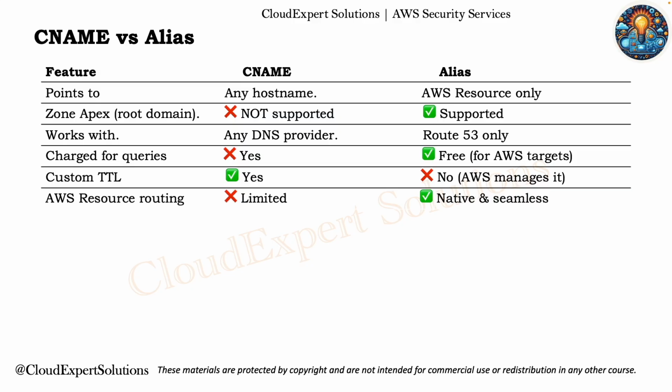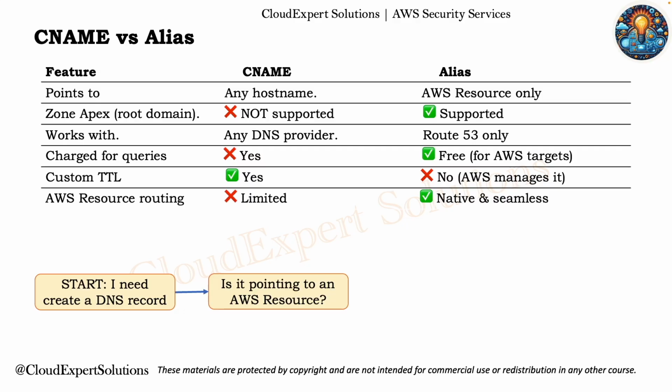Now, if you are still confused, when should you actually use each one? Here is a simple decision flow for you. First, ask yourself, am I pointing to an AWS service? If you are pointing to something outside AWS, that means the answer is no. Then CNAME is your answer.